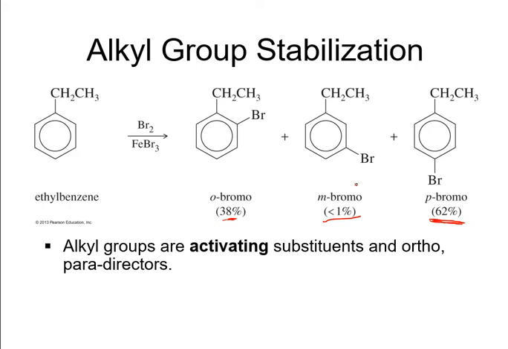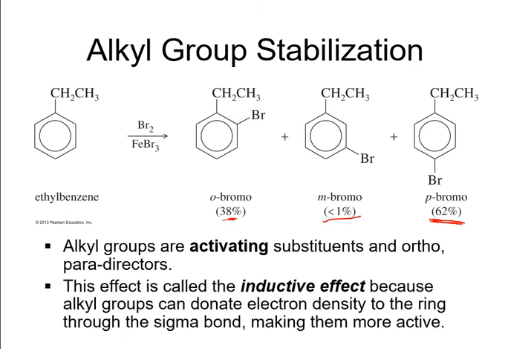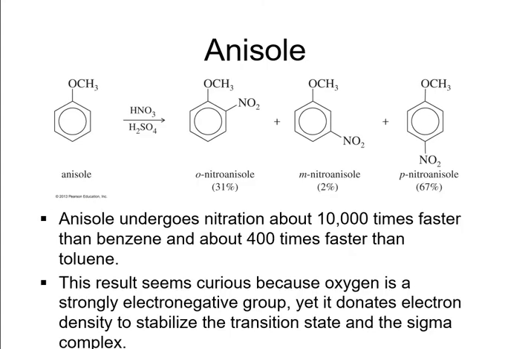So alkyl groups are activating groups. They activate the ring at the ortho and the para positions. This effect is called the inductive effect. We've learned what that means. It's basically pumping electrons into the ring.